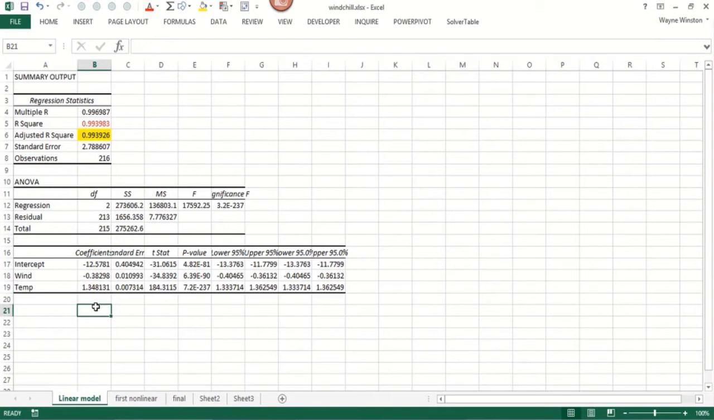basically, the lower the temperature, the more negative the wind chill. Okay, I should say higher wind, lower wind chill, which is worse, and higher temperature, a higher wind chill, which is sort of better. Or at lower temperature, the wind chill drops, as we'd expect. But keep an eye on that standard error of 2.79.